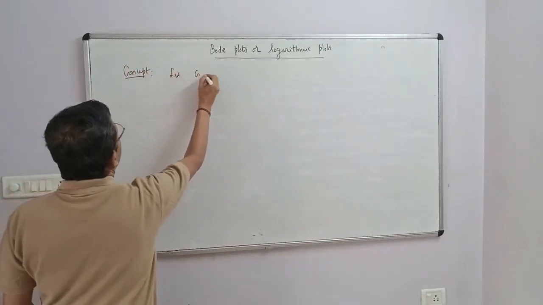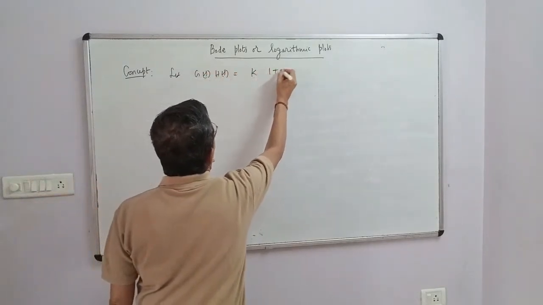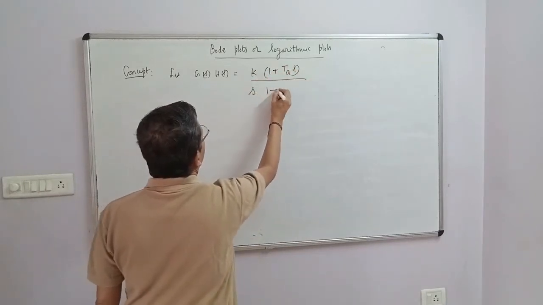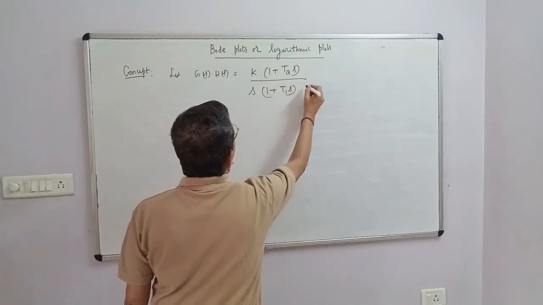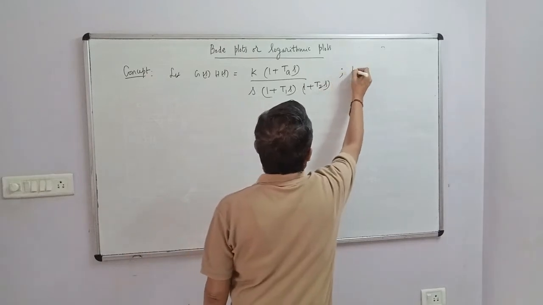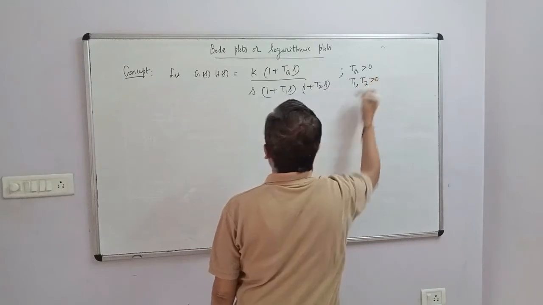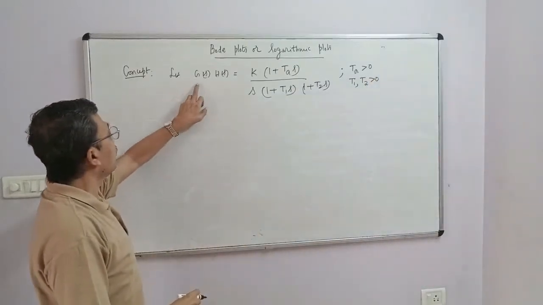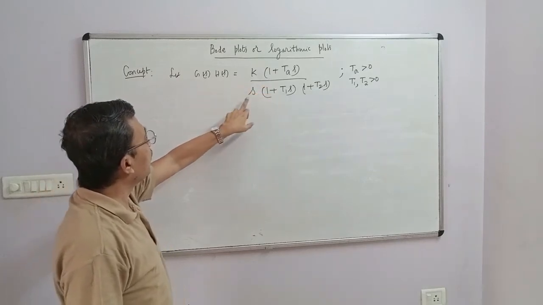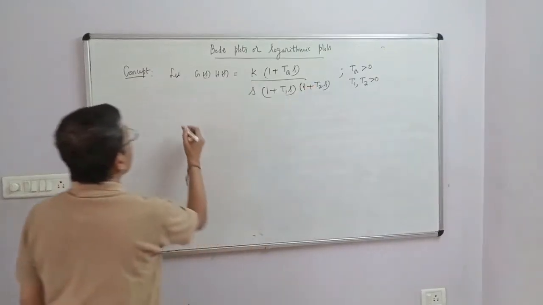Let G(s)H(s) be equal to K into (1 plus Ta s) divided by s into (1 plus T1 s) into (1 plus T2 s). Here Ta is greater than 0, T1, T2 greater than 0. We have considered a transfer function G(s)H(s) equal to K into (1 plus Ta s) divided by s into (1 plus T1 s) into (1 plus T2 s).